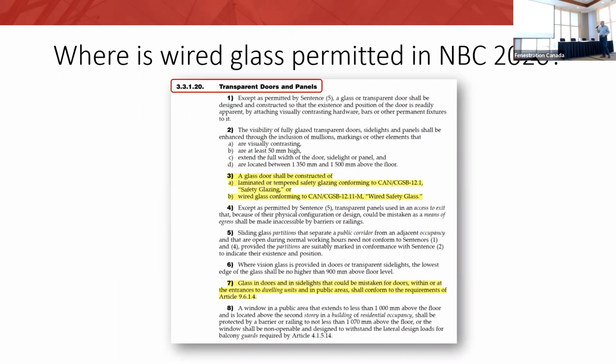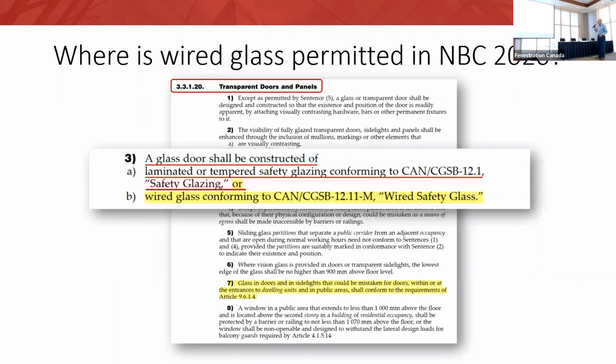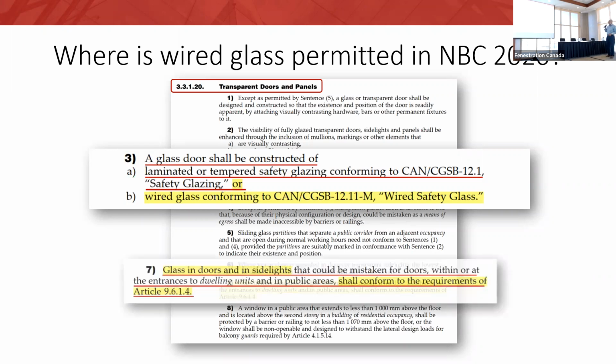So here, in transparent doors and panels, a glass door shall be constructed of laminated or tempered safety glazing conforming to the new standard, or wired glass conforming to the old wired glass standard. And that's pretty much typical in the code. Wherever you have doors and side lights and areas where you would think there should be safety glass, the wired glass standard is co-referenced with it.